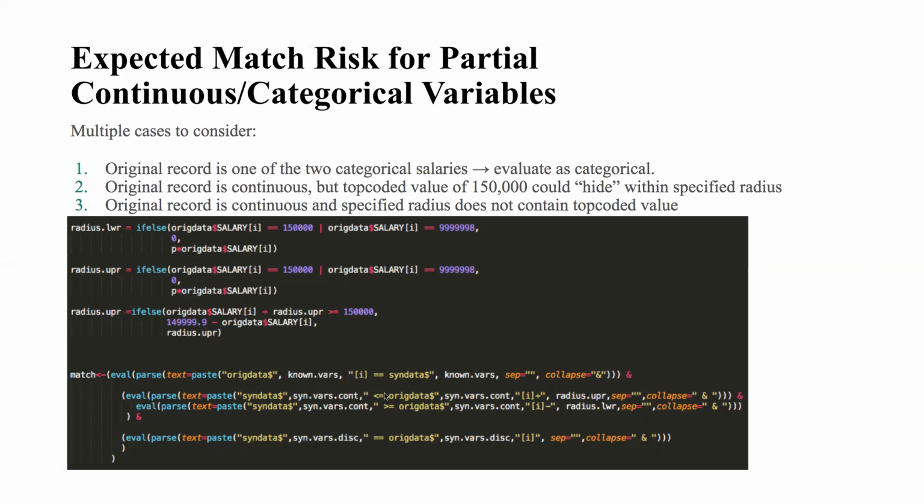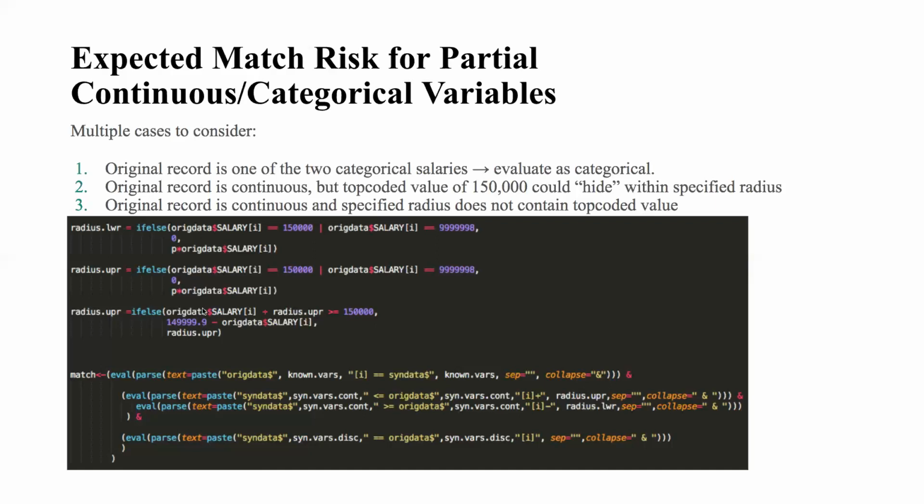But what you see here is, like with the continuous modification on the expected match risk slides, you're evaluating, is the synthetic data in some radius about the original data? So for us, there are three cases when defining that radius. Again, if the original is categorical, the radius should just be 0 if you're looking for an exact match. Another case is the original record is continuous, but if you were to take a radius of 0.5, the magnitude of the true value to either side, you could accidentally catch a bunch of 150,000s, which are meant to be categorical. So you have to check, would the radius we've defined accidentally catch those? And then if so, move the right bound down to just beneath 150,000.